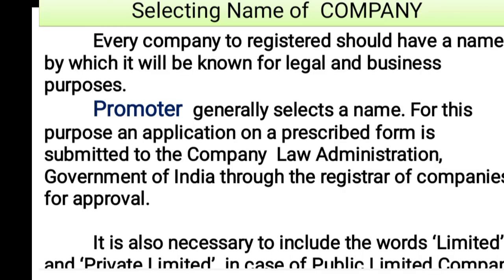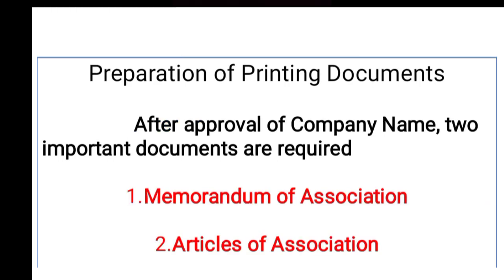Every company to register should have a name by which it will be known for legal and business purposes. The promoter generally selects a name. For this purpose, an application on a prescribed form is submitted to the Company Law Administration, Government of India, through the Registrar of Companies for approval. It is necessary to include the words limited and private limited in the case of a public limited company and a private limited company respectively.